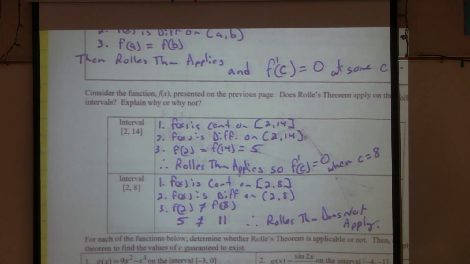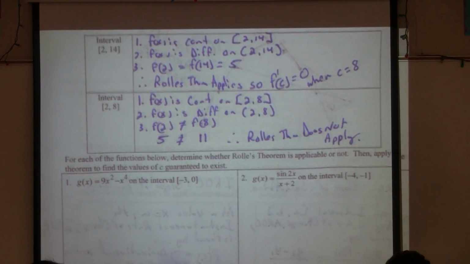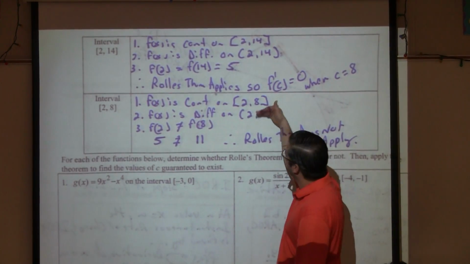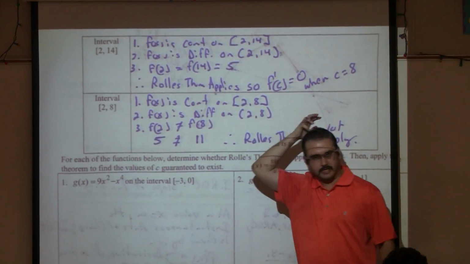Kindergarten stuff? The hard part is to remember the closed interval and the open interval, okay? Don't mess that up.